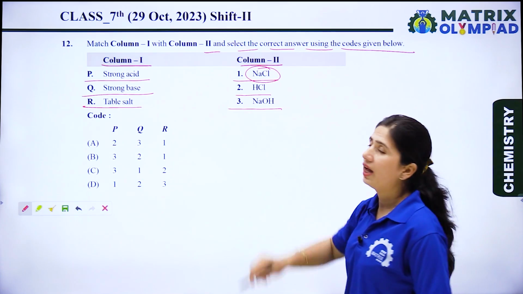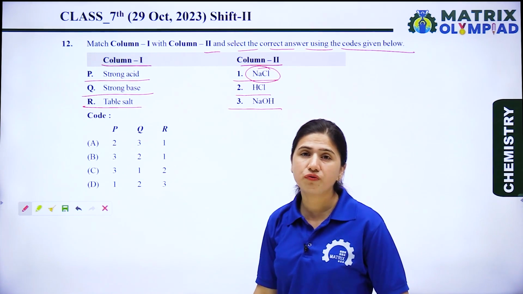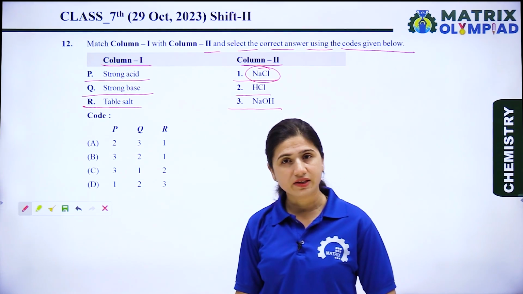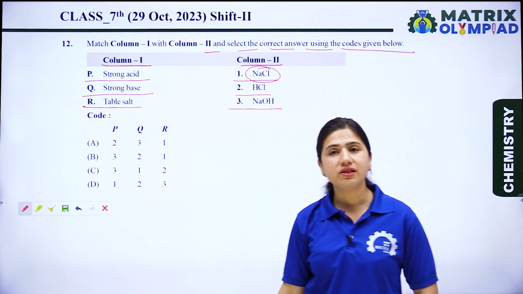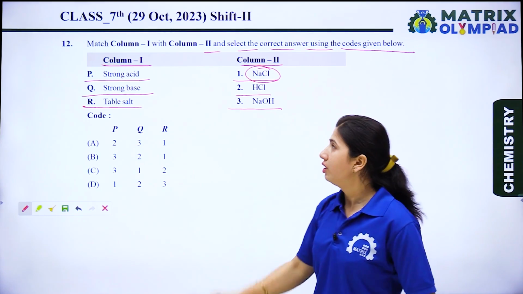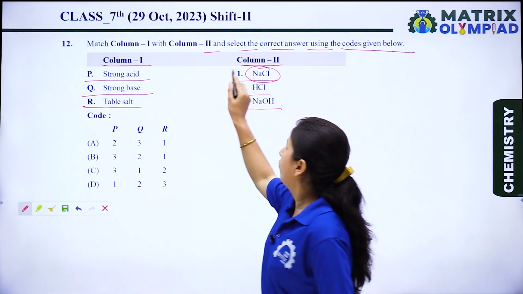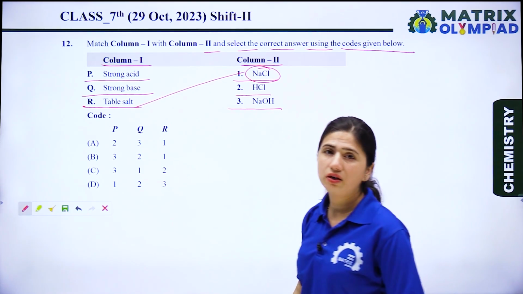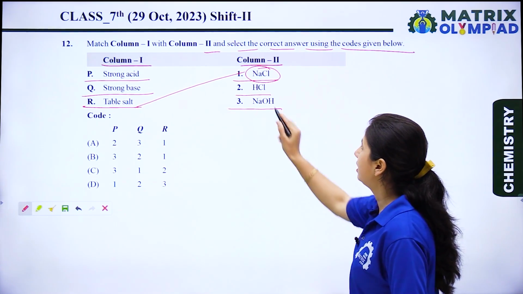NaCl. We know that NaCl is a salt which is formed by the combination of acid and base, and the NaCl which is known as the table salt also. So the first goes with R option, table salt. Now let's see the next one.